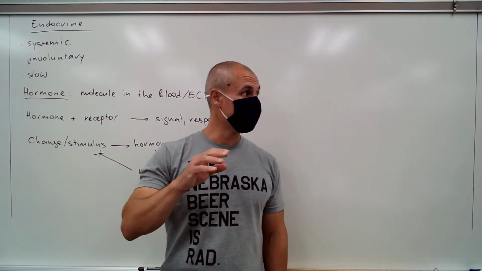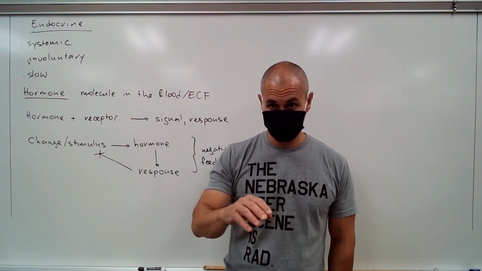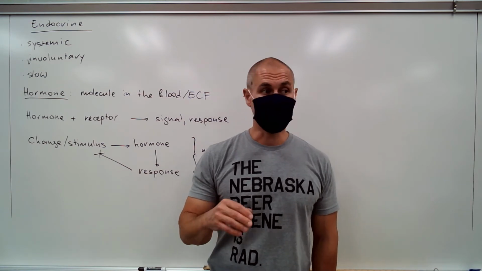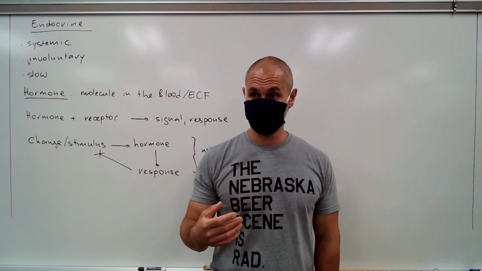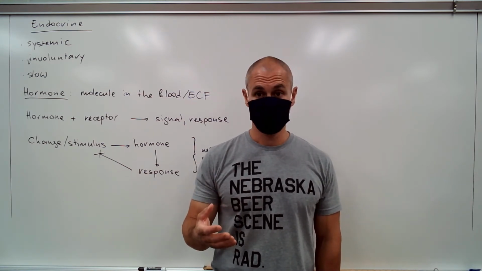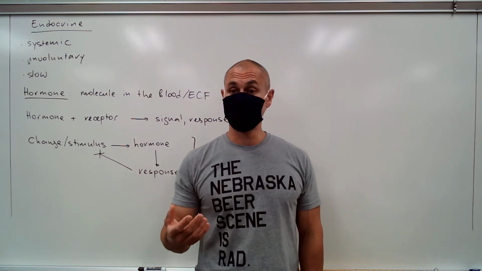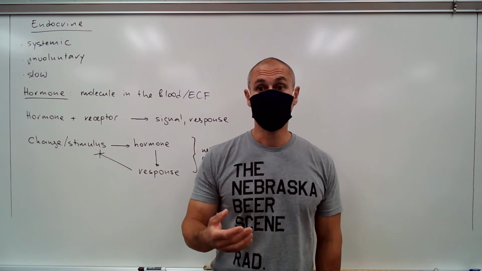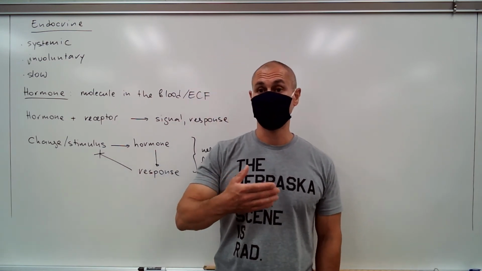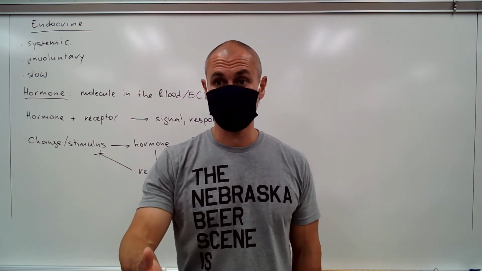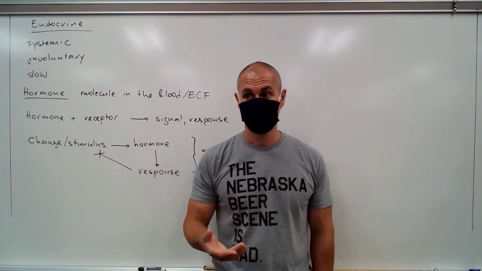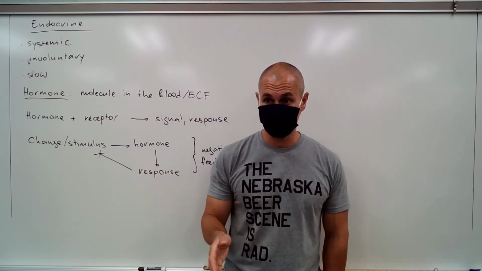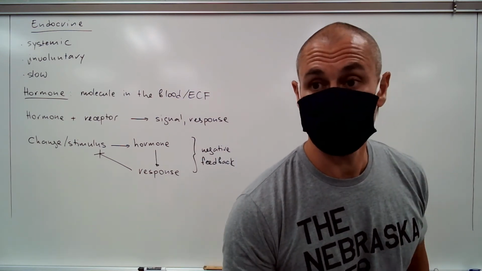Now, there are secondary endocrine organs. For instance, the heart. The heart makes hormones. Does that make sense? Is it the heart's primary job? No, it's not. But organs that also make hormones are called secondary endocrine organs. So you need to know primary versus secondary endocrine organs. Any questions on this one?